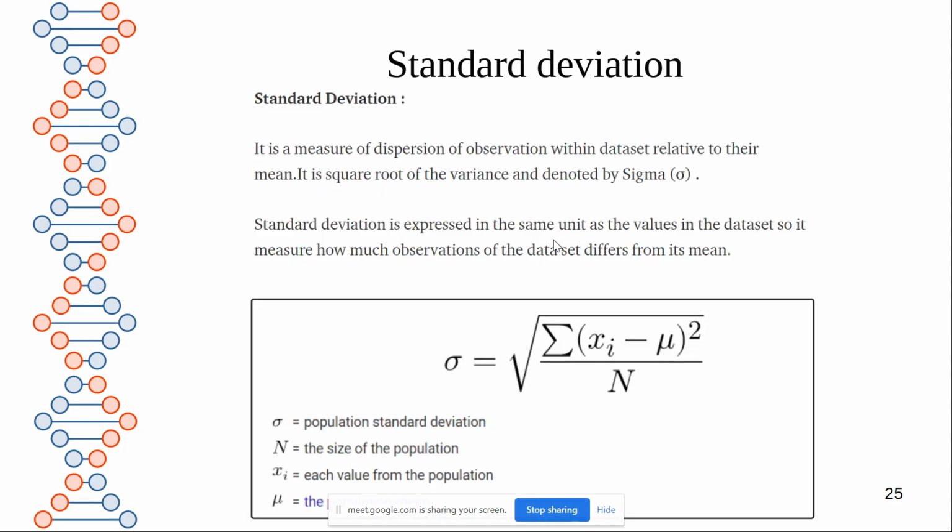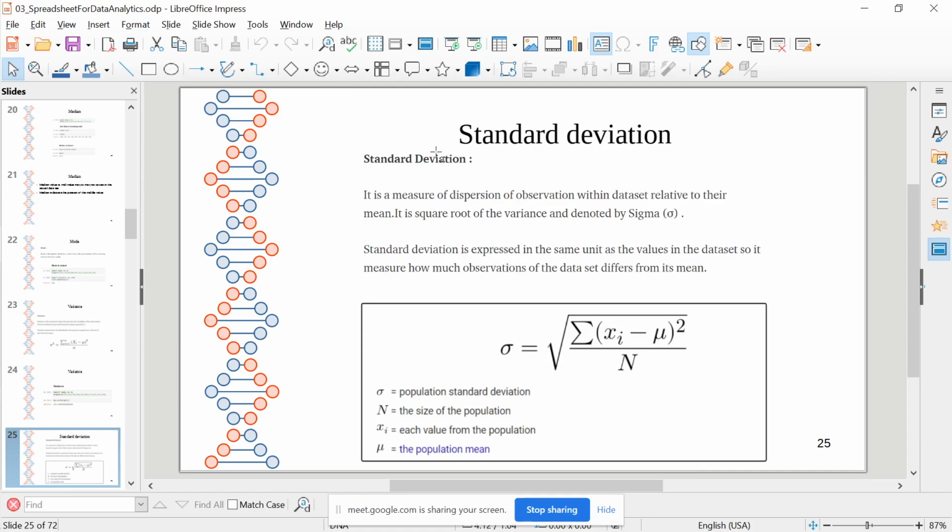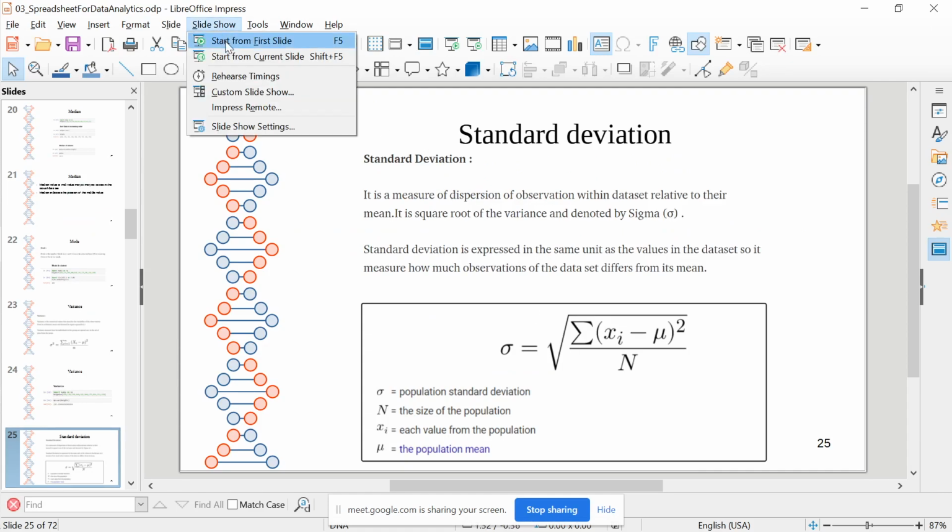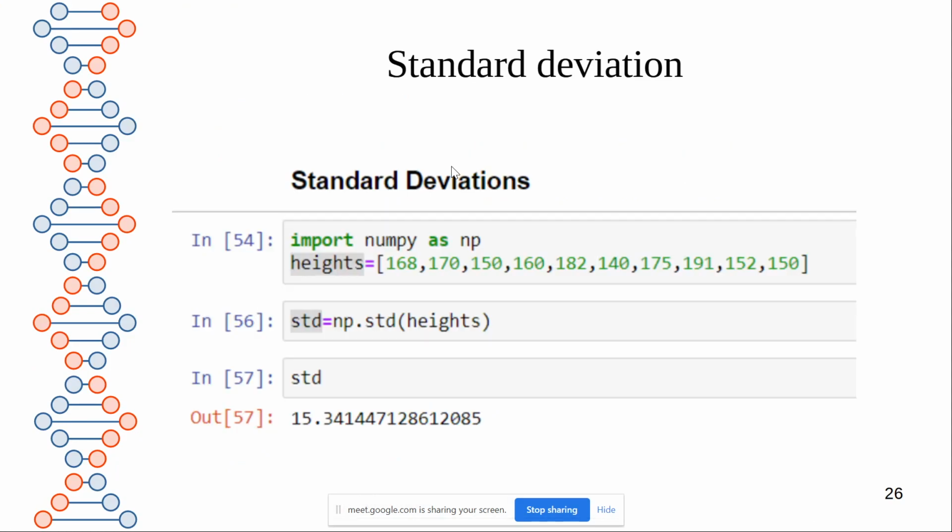So standard deviation and variance are dealing with the same numbers. One is mu, which is mean value. One is your data values and the total number of values. Now what it actually means in real world.